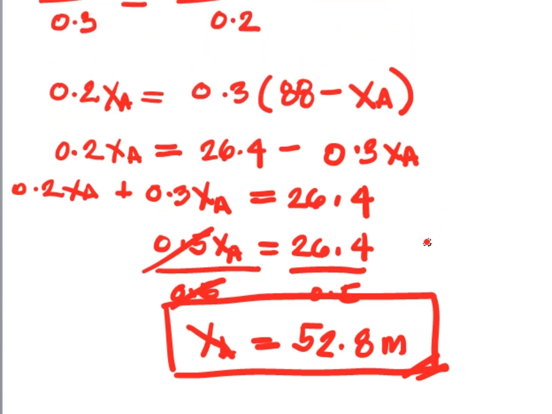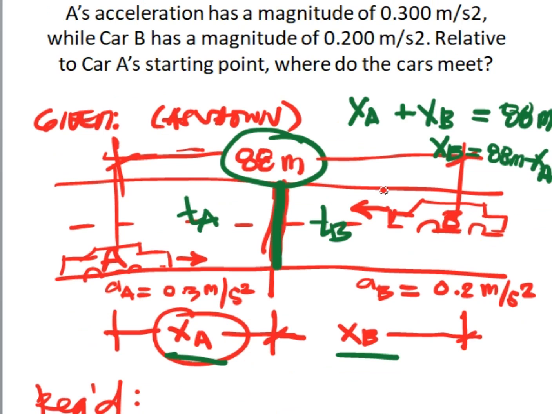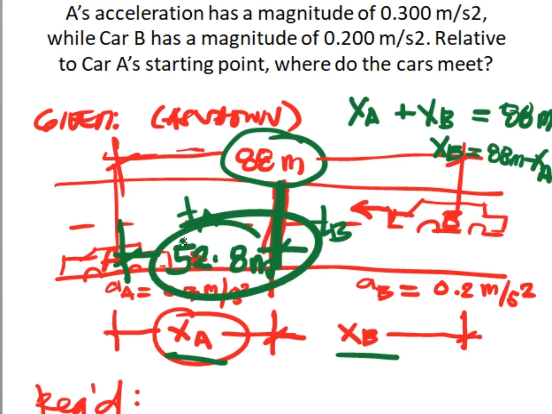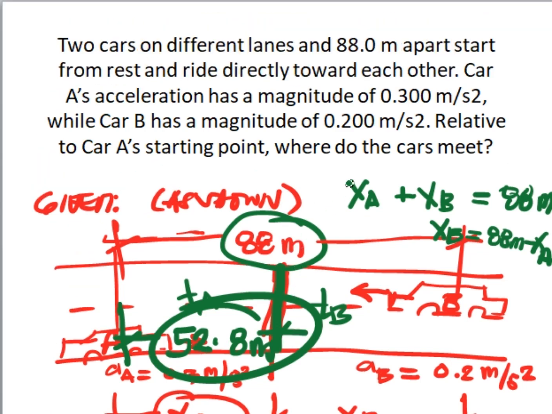If we go back to our figure, 52.8 meters from car A. So from car A to this point is 52.8 meters. So that is the answer for this problem.